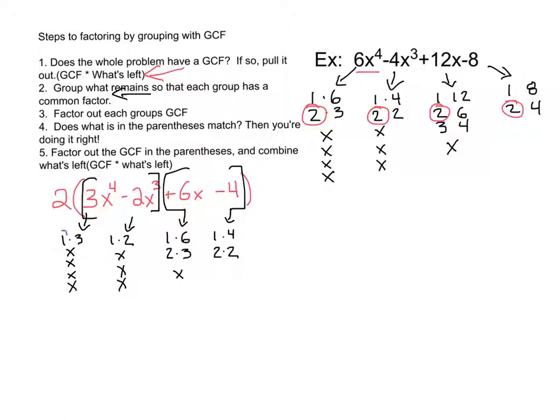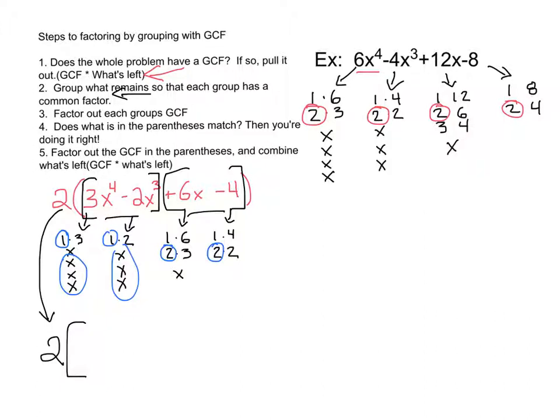In our first term, we share a 1 and we share 3 x's. For my second pair, I share the number 2 and I don't share any x's. So let's start pulling it together. First of all, we're going to carry down our original GCF of 2. And now we're going to start pulling out the GCF of our two interior terms. So our first GCF is 1x to the third, or just x cubed.